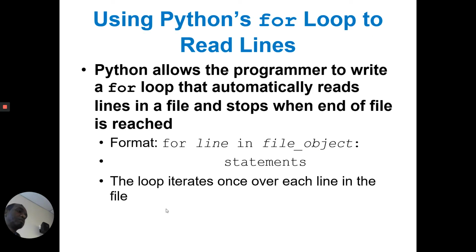So Python allows the programmer to write a for loop that automatically reads lines in a file and stops when the end of file is reached. You have the format: for line in file object. In this statement, the loop iterates once over each line in the file.